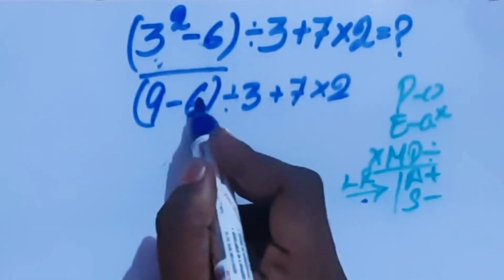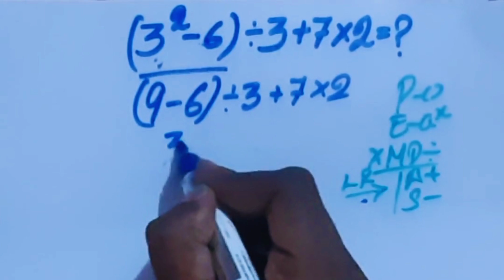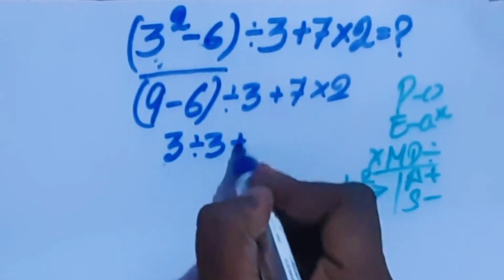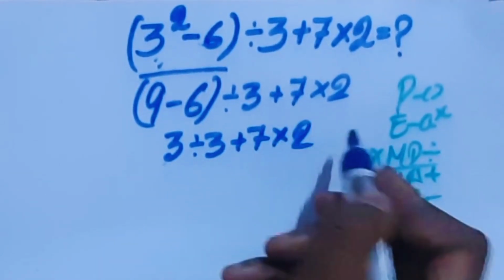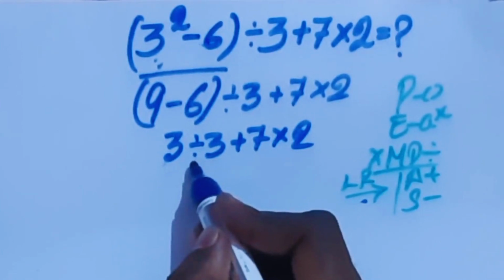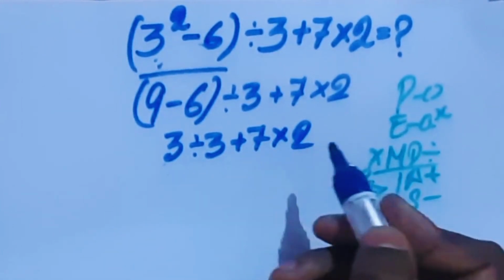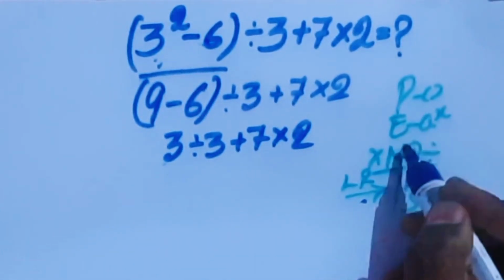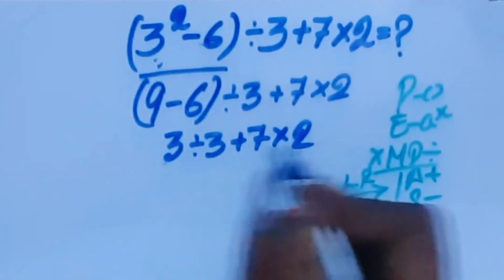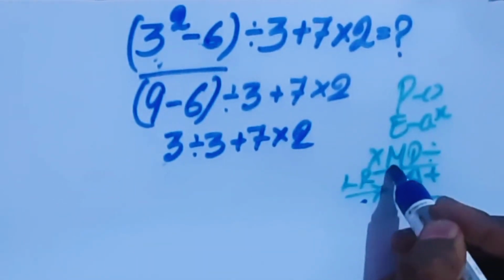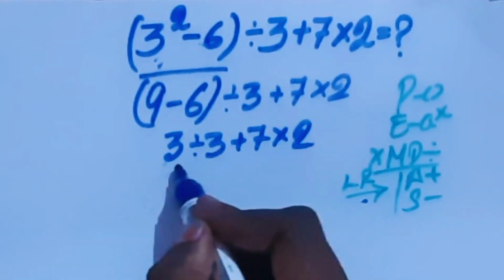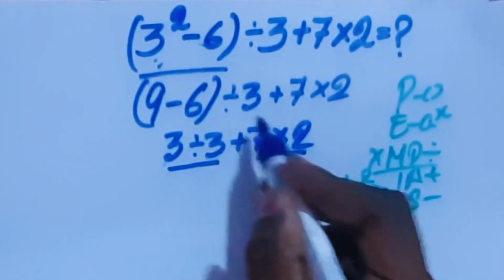Here 9 minus 6 is 3, divided by 3 plus 7 times 2. Here we have division, addition and multiplication. The next priority is the exponent, and we don't have an exponent at the moment. The next priority is multiplication and division, so we have to do the division and multiplication before the addition.